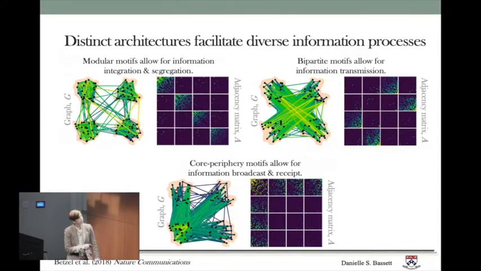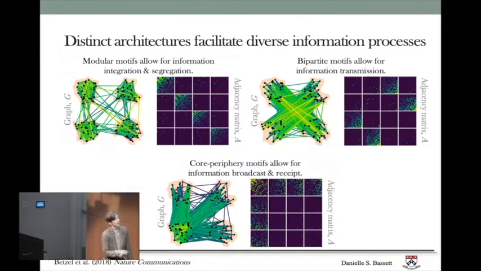And a third important motif, I think, is what are called core periphery motifs. And they allow for information broadcast to the rest of the system, and also for a set of units to receive information from everywhere else. And in a graph, you can see that architecture here. So here is the core. It has strong connectivity internally. It can broadcast information to the rest of the system and also receive information from the rest of the system as well.